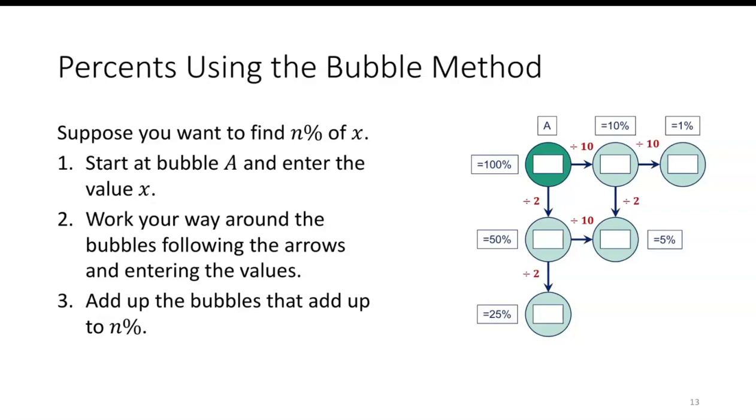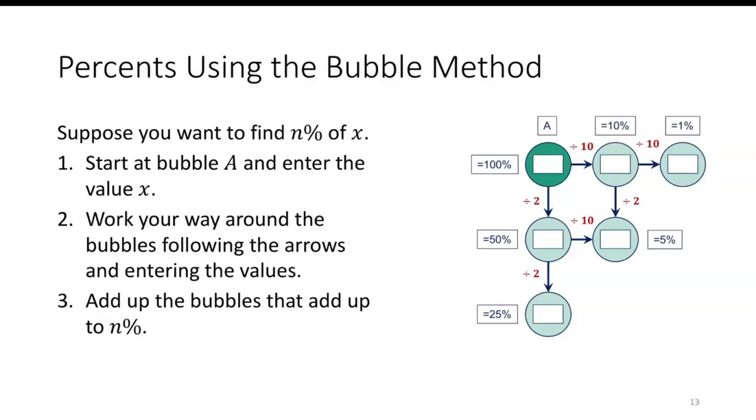Suppose you want to find n% of x, where n could be any number, any percent. One method is the bubble method, which is a way of organizing all your percent calculations. You start at bubble A, the bubble at the upper left, and enter your value. Work your way around the bubble by either dividing by 10 or dividing by 2. And from there, you add up the bubbles that add up to whatever n% is.